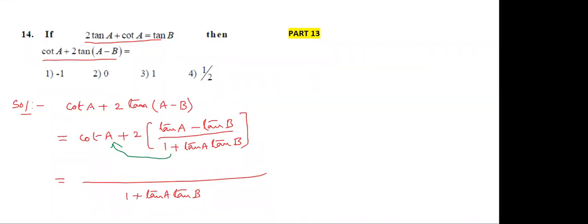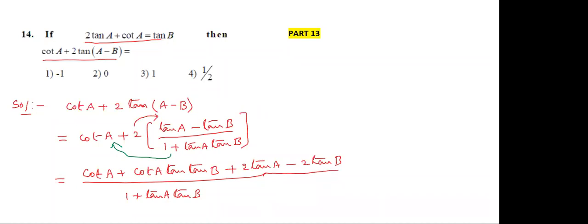Cot A into 1 is cot A, plus cot A into tan A into tan B, plus here multiply with 2. What happened? 2 tan A minus 2 tan B.